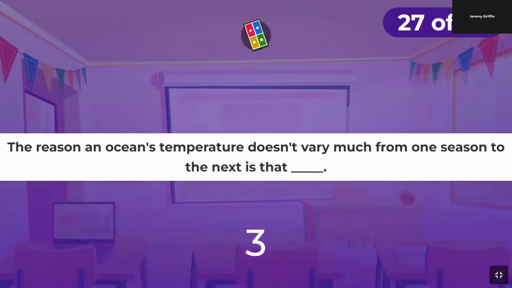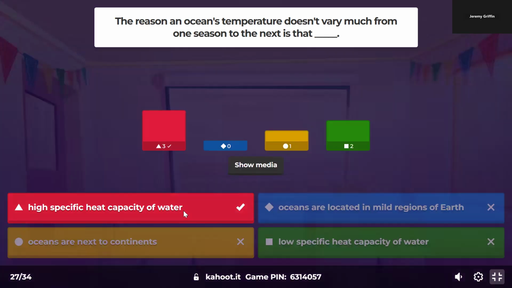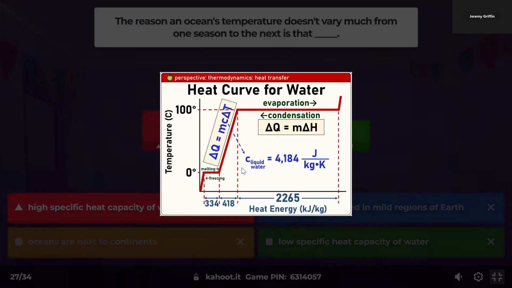The reason an ocean's temperature does not vary much from season to season is the high specific heat capacity of water. Compared to most other materials, water has a really high heat capacity. It's very, very difficult to change the temperature of water. If I go back to this picture, it's like the reciprocal of the slope of this line.